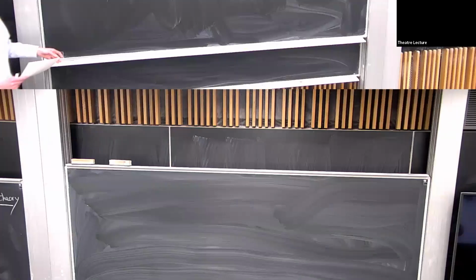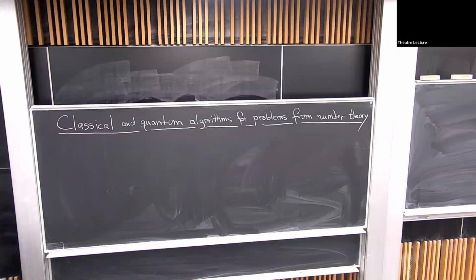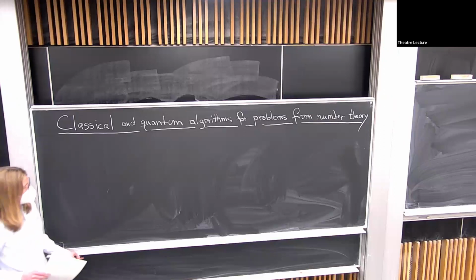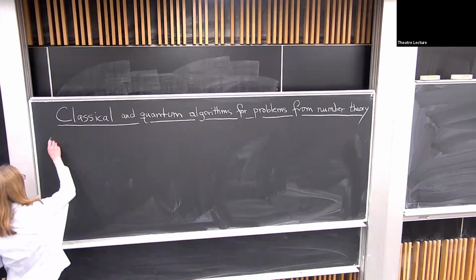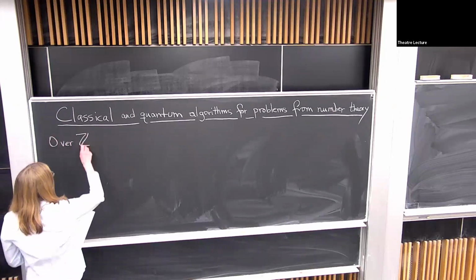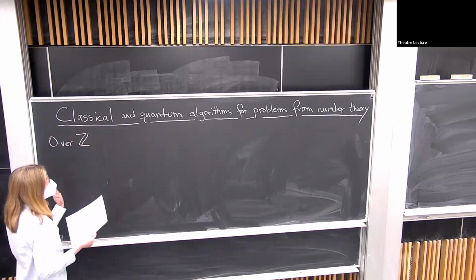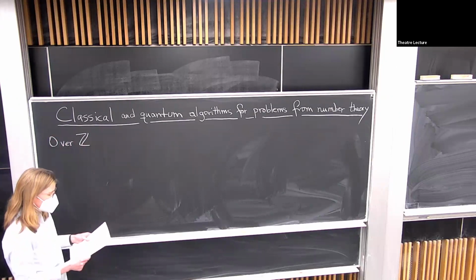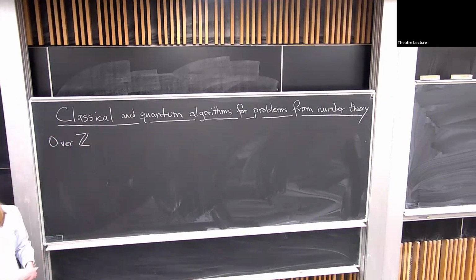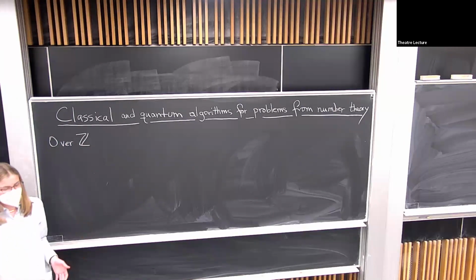Yeah, so I want to talk about algorithms for number theoretic problems, both from a classical and quantum perspective, and also connected to some contributions from Hendrik. So over the integers, we have as a source of problems from number theory, problems of intrinsic interest to number theorists. And one might want to look at Cohen's book for the main problems.